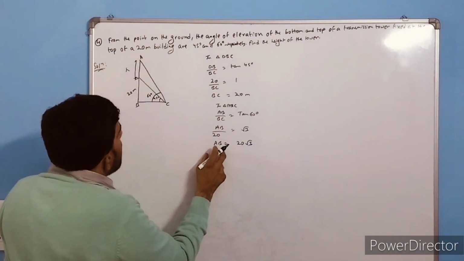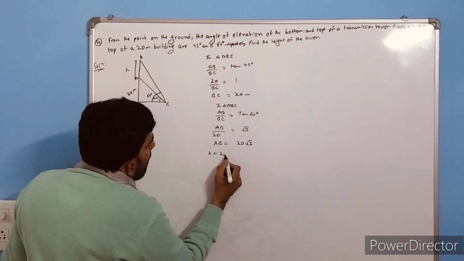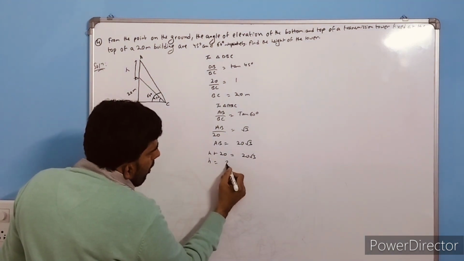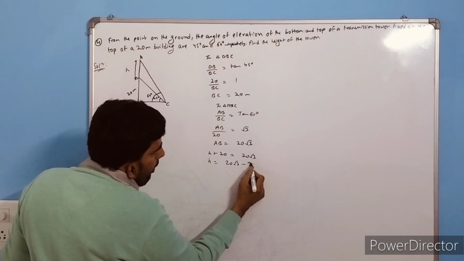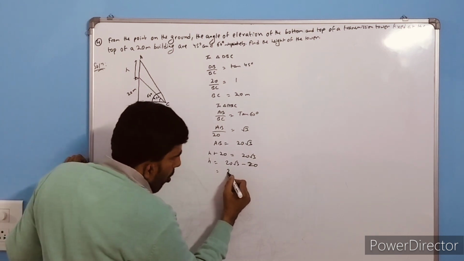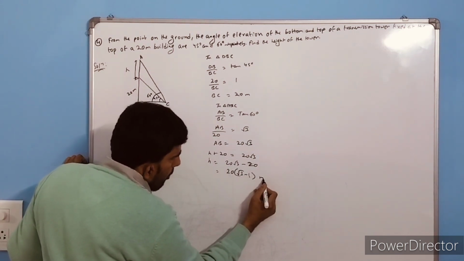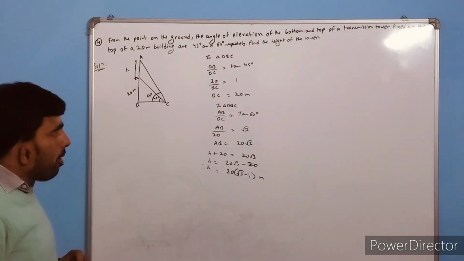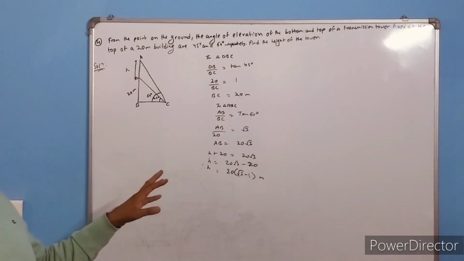Now what is AB here? AB is h plus 20. Okay, so 20 root 3. So how will you find the height? 20 root 3 minus 20. If I take 20 common, I get 20 into root 3 minus 1. Therefore, the height of the tower is 20 (root 3 minus 1).